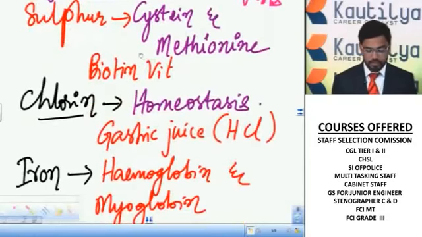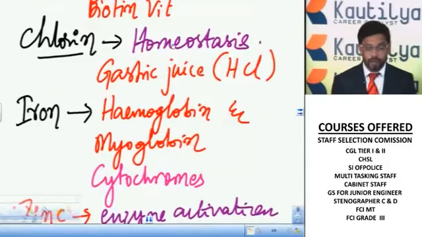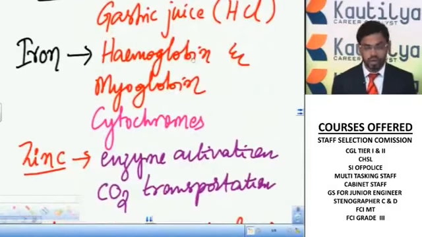And sulfur is a component of cysteine and methionine amino acids and is also a component of biotin vitamin. Chlorine maintains the homeostasis and it is also useful for formation of gastric juice, that is it is available in the form of HCl. Iron is the main structural component of hemoglobin and myoglobin. The iron is also essential for the formation of RBCs and is also a component of cytochromes.